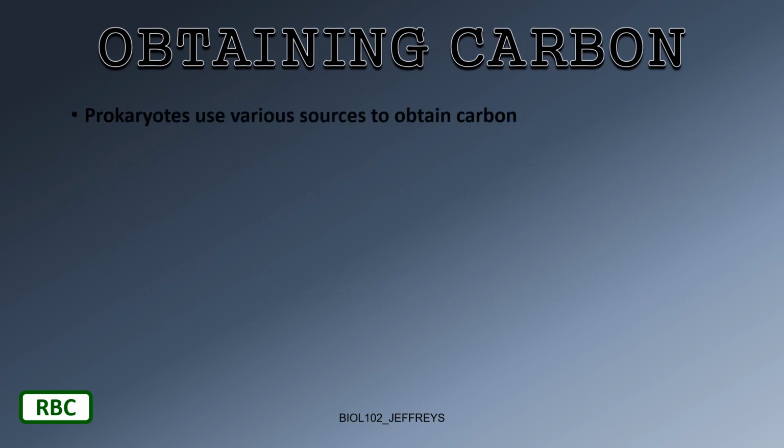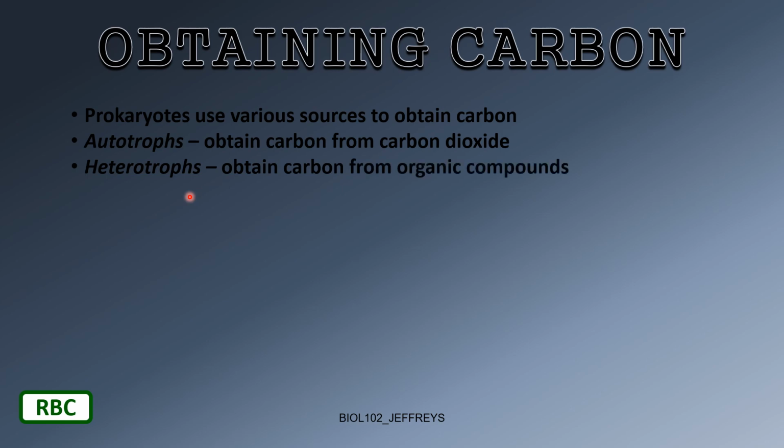All right, obtaining carbon. Now, prokaryotes use various sources to obtain carbon, obviously. And so we have this term autotrophs, which means that the organisms obtain carbon from carbon dioxide in the atmosphere. And so it's kind of like in photosynthesis, right? Plants get their carbon from carbon dioxide in the atmosphere. So we refer to plants as autotrophs. In other words, they feed themselves. They make glucose from the carbon that they absorb from the atmosphere via carbon dioxide. So we call them autotrophs. Heterotrophs then obtain carbon from organic compounds. Hetero means other or different. So these are organisms that obtain their carbon from different sources or from other organisms.